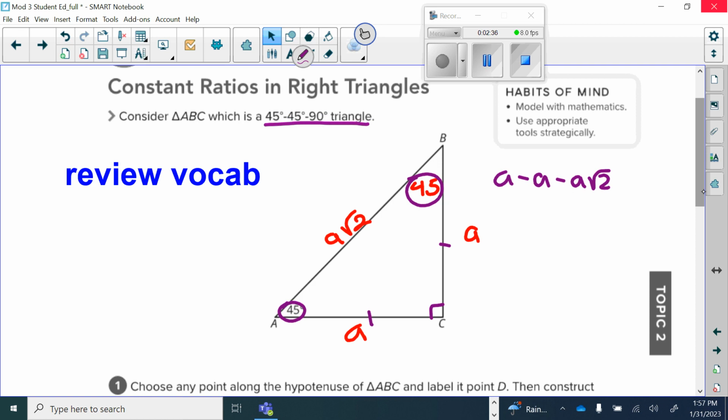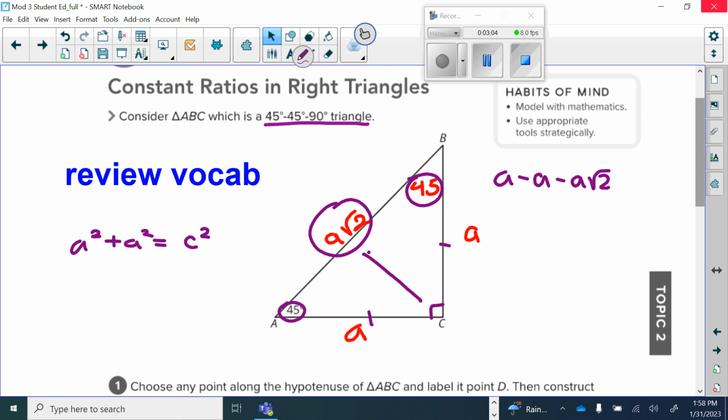Another vocab word. So whatever this side is, that side is. That's why it's A and A. And then, how do we get A root 2? Where did that come from? Well, we can use the Pythagorean theorem. Say I don't know what that is, but I know that's A and A, or X, it doesn't matter. Pythagorean theorem would say A squared plus A squared equals C squared, the hypotenuse.